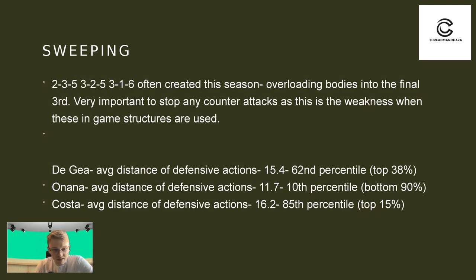So this is the average distance of defensive actions, right? The bigger the number, the higher up the pitch the goalkeeper is coming out of their goal to sweep or stop an opposition counter-attack. David De Gea is ranking reasonably highly. Diogo Costa, again, is in the top bracket. However, Andre Onana is in the bottom, really; there's only 10% of goalkeepers that rank lower than Andre Onana.